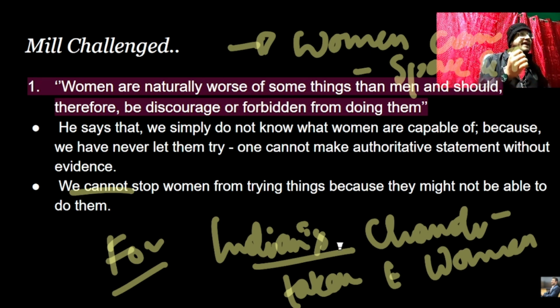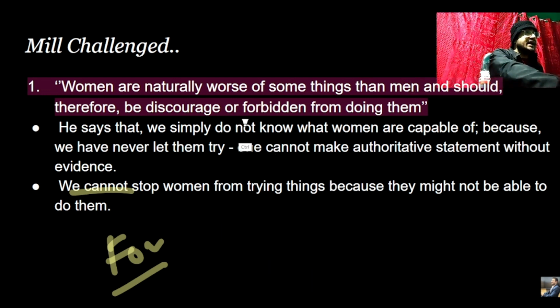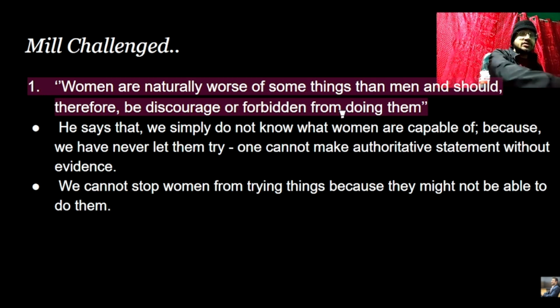Without testing the calibre or capability of women, how can we come to a conclusion, or how can we stop them from trying just by having the notion that they will not be able to do that, right? So this is the ground on which Mill is challenging the first idea, that women are naturally worse at some things than men and should therefore be discouraged or forbidden from doing them, right? This is the first idea which is being challenged by Mill.